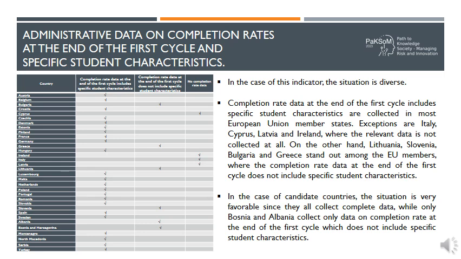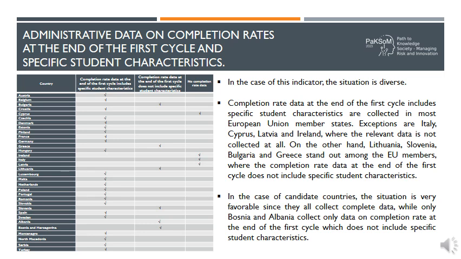Second research indicator is collection of administrative data on completion rates at the end of the first cycle and specific student characteristics. As we see, all countries can be selected into three groups. First is countries in which completion rate data at the end of the first cycle includes specific student characteristics. In the second group are countries in which completion rate data at the end of the first cycle doesn't include specific student characteristics. And in the third group are countries with no completion rate data.